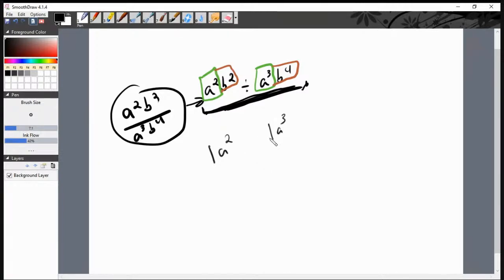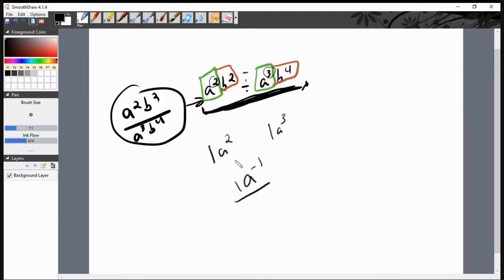1 A2, 1 A3, 2 minus 3 is negative 1. So you have 1A to the negative 1 power. Does everybody see how simple that is? That's all you're doing. That's the first step. That's your first part of your answer right here. And it's just the result of taking this exponent and subtracting 3 from it, right? You're subtracting the exponents.